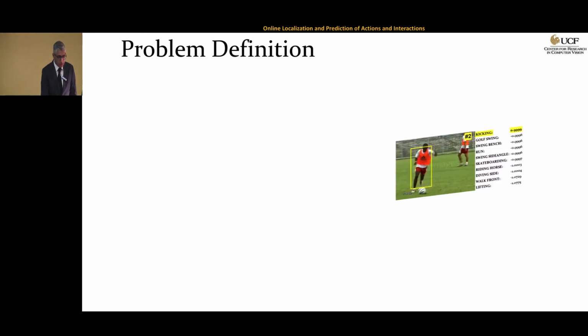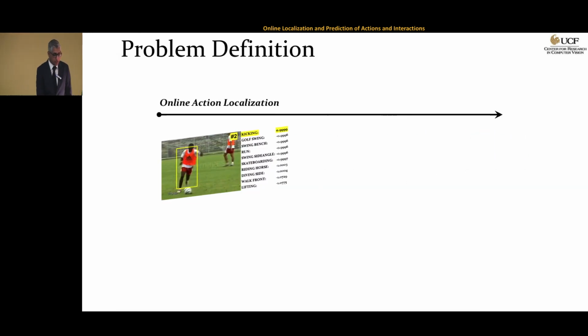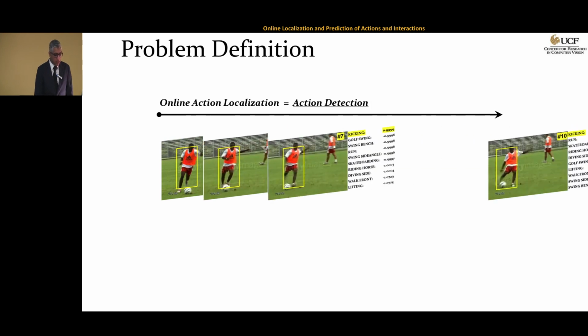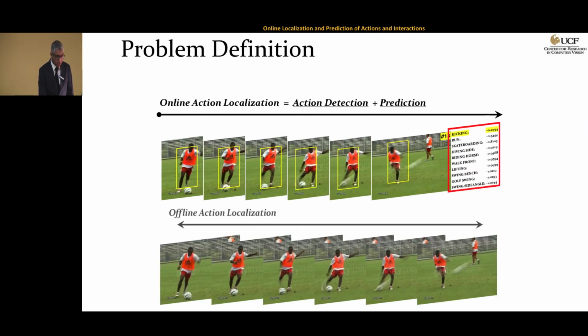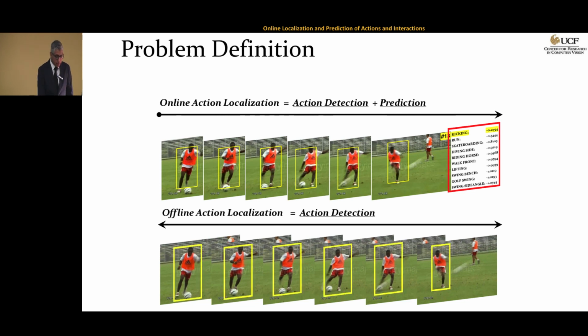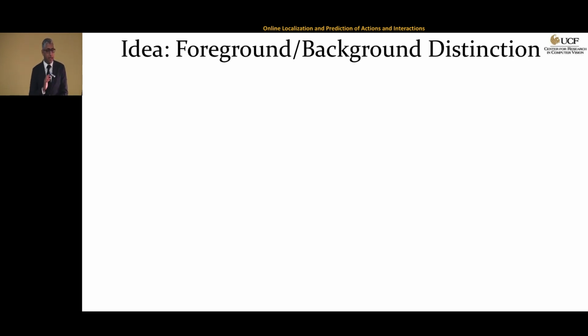So the way that this problem is defined is that in online action localization, we want to simultaneously perform detection as well as prediction in each frame as we go along, as compared to offline where we had the entire video available, and then we search everywhere to detect the action, and then finally use a classifier to recognize or classify this action. Now, the idea in this approach is that we want to distinguish the foreground action from the background. To do that, there could be a number of ways.